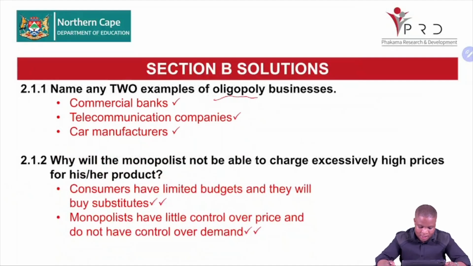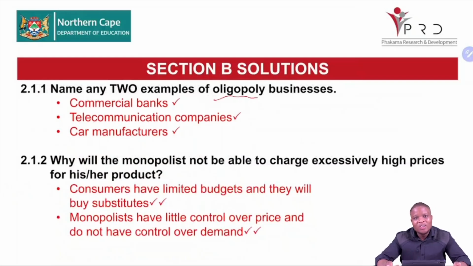Consumers have limited budget and they will buy substitutes. Remember, monopolies do not have a substitute, there's no substitute. However, instead of buying electricity that is too expensive, you start using gas. You start finding easier ways to do other things without using the electricity. You come up with substitutes that are not a close substitute, but you avoid paying that high price.